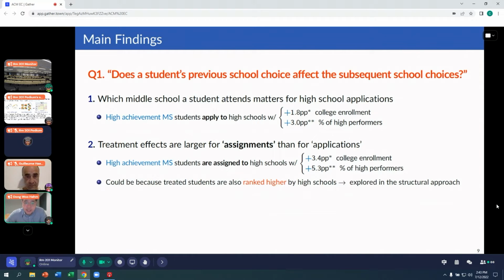We interpret this as the treated students, the students who attended high achievement middle schools, not only apply to high schools of higher quality, but those higher quality high schools also view these high achievement middle school students more favorably. And this possibility is going to be built into our structural model, which comes next slide.